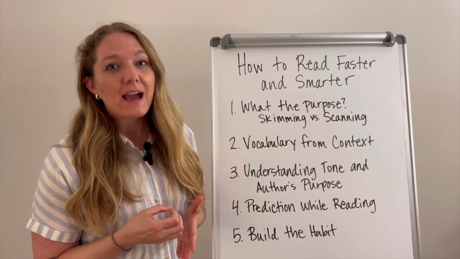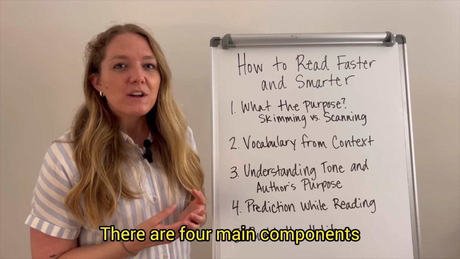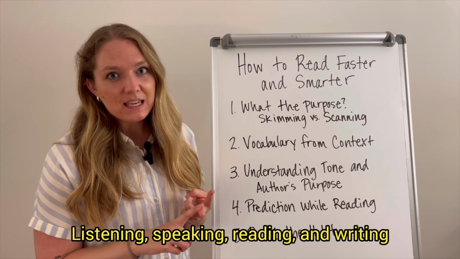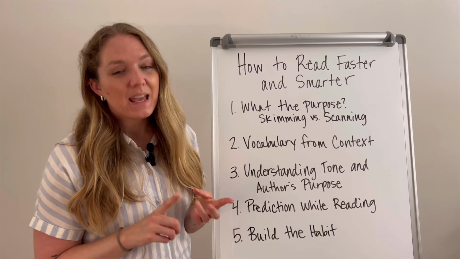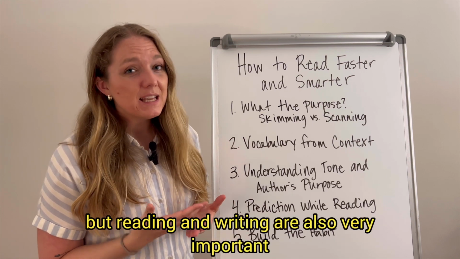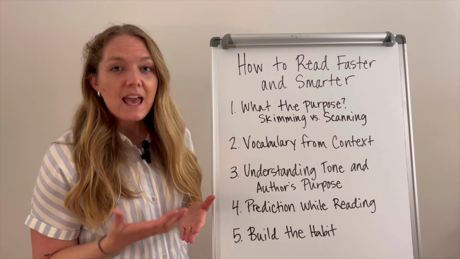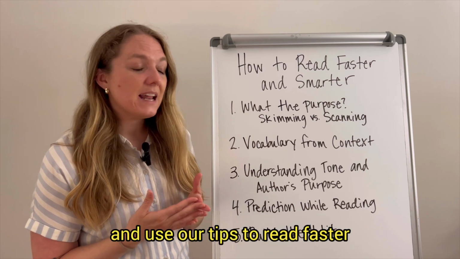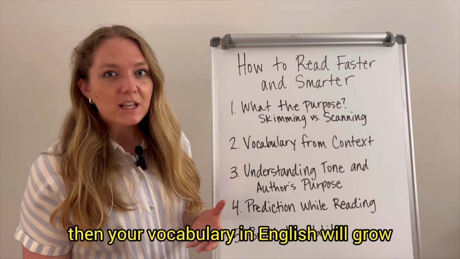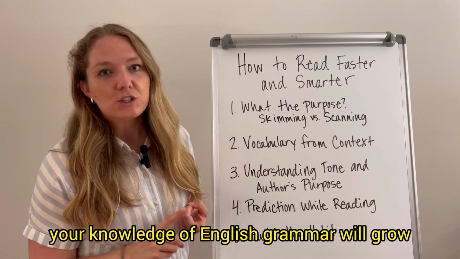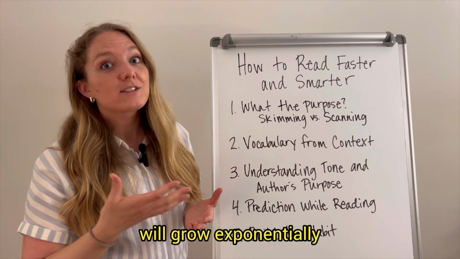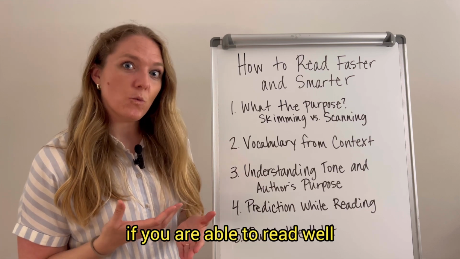Today, we will talk about how to read like a native. There are 4 main components when you are learning a language: listening, speaking, reading, and writing. And listening and speaking are probably what we tend to focus on the most, but reading and writing are also very important. If you are able to read in English and use our tips to read faster and read smarter, then your vocabulary in English will grow, your knowledge of English grammar will grow, and your overall skills in the English language will grow exponentially if you are able to read well.